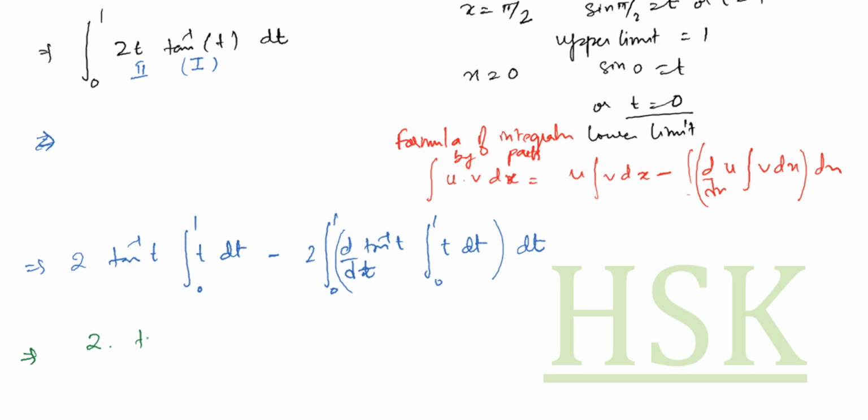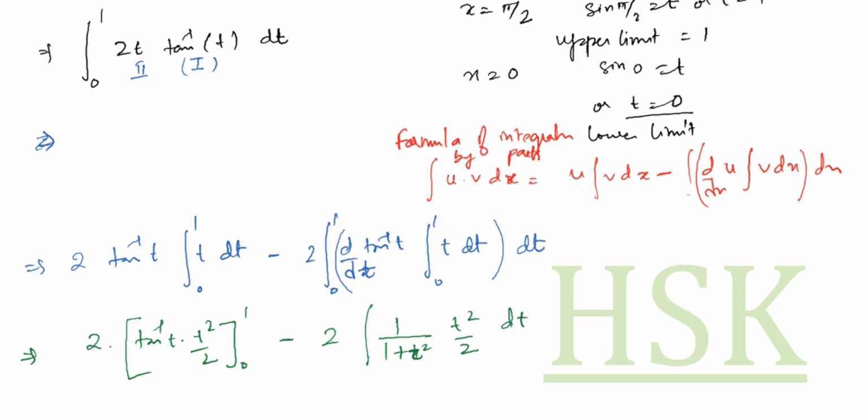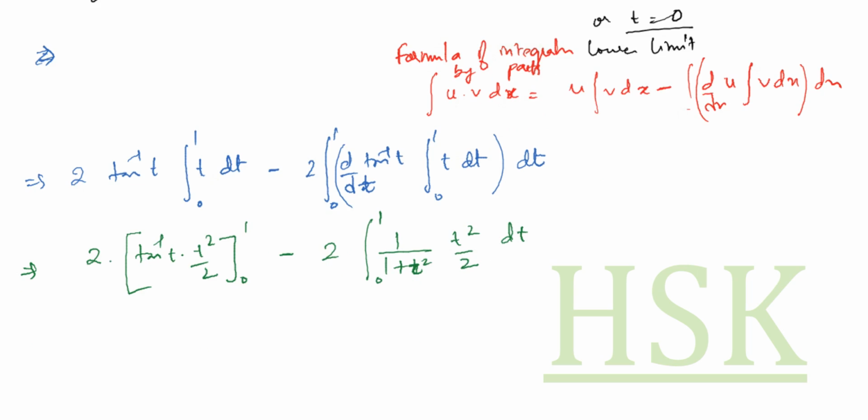Here I'm going to obtain tan inverse t. This is going to become t square upon 2, and the limits will be from 0 to 1. Minus 2 times, the derivative of tan inverse of t is 1 upon 1 plus t square, into t square upon 2, and whole integration from the limits 0 to 1. This 2 and 2 are going to cancel out. Here this 2 and this 2 are going to cancel out. I'm going to get t square tan inverse of t from the limit 0 to 1 minus integral of t square upon t square plus 1, limit 0 to 1 dt.